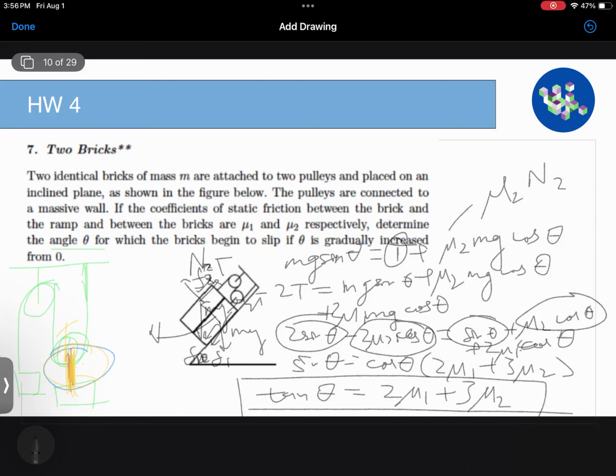Some of you might have gotten, for example, 3 mu 2 minus 2 mu 1 instead of 3 mu 2 plus 2 mu 1, and that's because you messed up the direction of the friction force. So if you didn't catch our reasoning for the direction of the friction forces, make sure you review the recording. You need to relate the direction of the friction to the direction of the motion. Remember, if the friction force is pointed up the ramp, that means the block is sliding down the ramp. And if the top block is sliding down the ramp, then the bottom block is sliding up the ramp, so the friction force between the bottom block and the ramp points down.